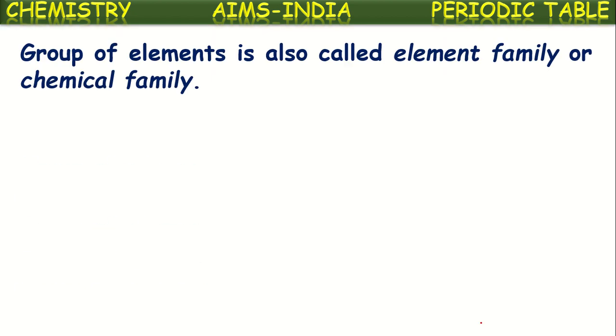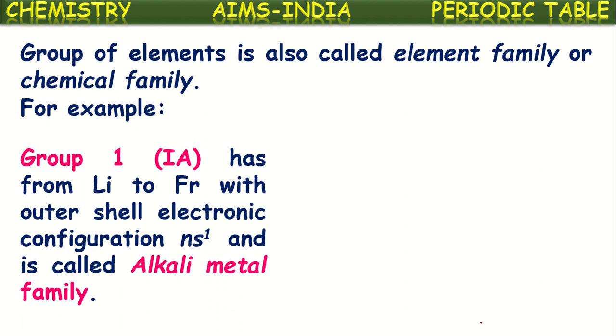Now, a group of elements is also called an element family or chemical family. The elements present in one group all together are considered as an element family or chemical family, and generally they are represented with the name of the first element in that group. Now let us see some groups and their representations.